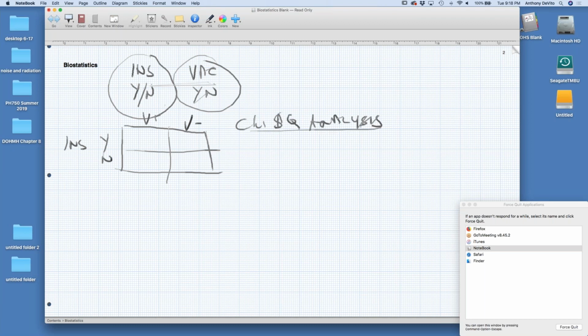Okay, and in our chi-square analysis, what we do is, for instance, if we find in our actual sample that out of 100 people that have insurance, 50 of them got vaccinated, and out of 100 people that didn't have insurance, only 30 of them got vaccinated, right? Then we determine, let's see, 80 out of 200 people got vaccinated, right? So we say to ourselves, well, 40% of this population got vaccinated overall.